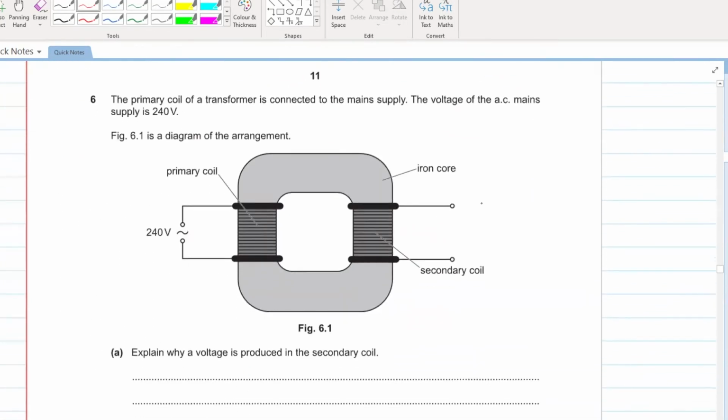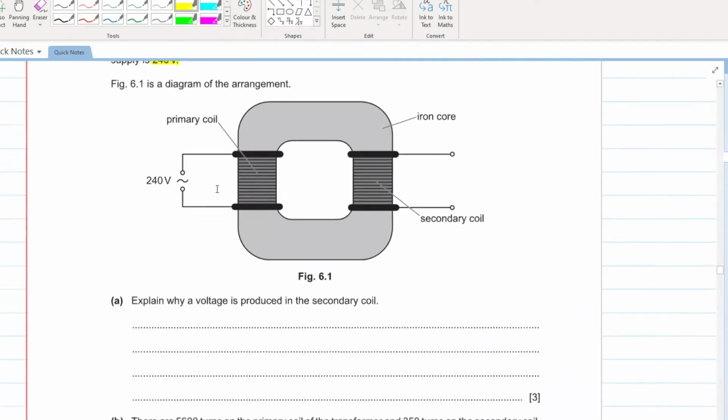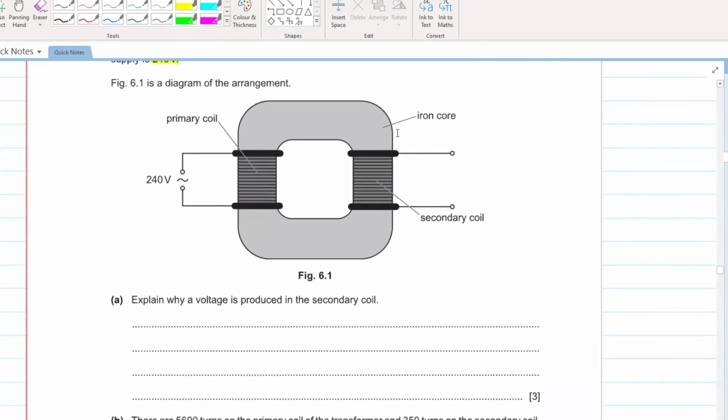Let's move ahead. A primary coil of a transformer is connected to the main supply. The voltage of the AC main supply is 240. Figure 6.1 shows the arrangement. This is the primary coil connected to a main supply. This is the iron core. This is the secondary coil. Explain why a voltage is produced in the secondary coil.